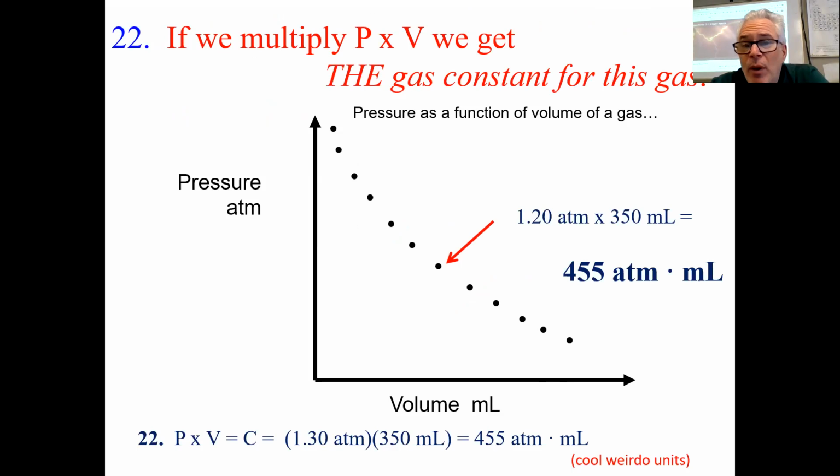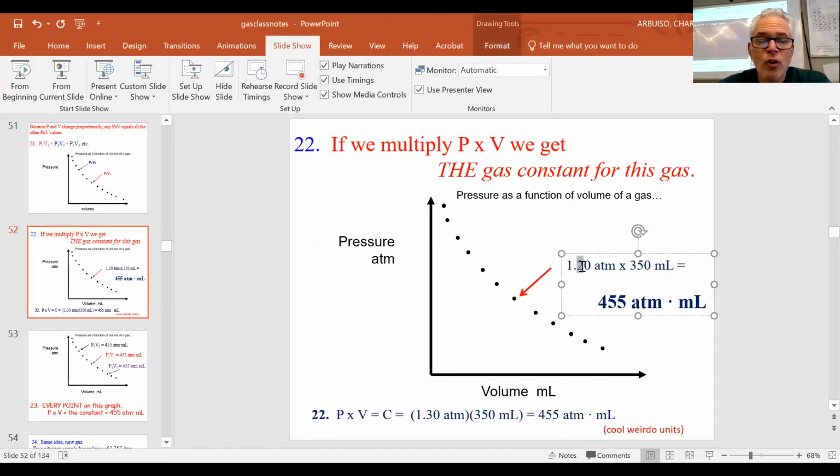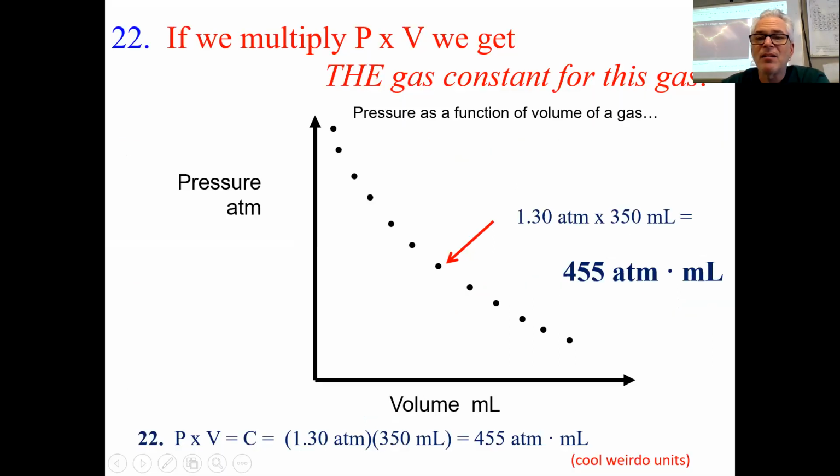Now, if we multiply pressure times volume, now my gas, I don't know what's going on here. It's 1.20 on top and 1.30 on the bottom. Let's see what the actual number is. It apparently is 1.30, so let me fix this. I don't know how this happens. Some little gremlin gets into my computer sometimes and wrecks my slides.